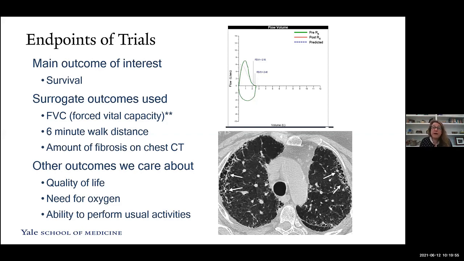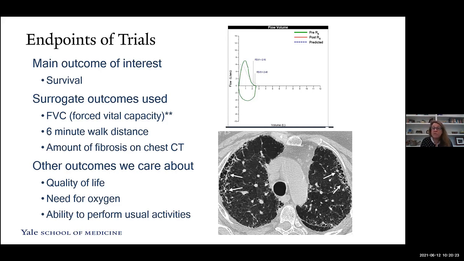Most commonly in pulmonary fibrosis trials, it's the forced vital capacity, or the FVC, which is part of the PFT. And it's actually something you can see over on the right in the screen, how we measure pulmonary function. When you blow into the machine, one of the values that you're getting is that forced vital capacity, and it's very predictive in pulmonary fibrosis. Other things we do look at include the 6-minute walk distance and extent of fibrosis on a CAT scan.